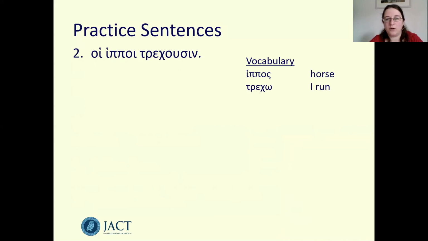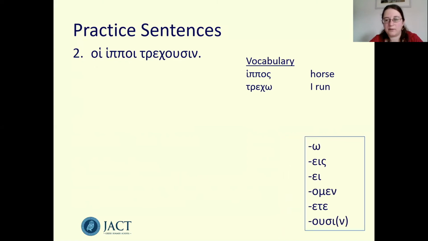For number 2, hoi hippoi trekhousin. Here we've got the word for horse, hippos, and we've got trekho meaning run. This is a regular verb, so here are the regular verb endings. Trekhousin is the they form, they run, and we can also tell that it's got to be they because hoi hippoi has a plural definite article. So we end up with the horses run, or alternatively, the horses are running.